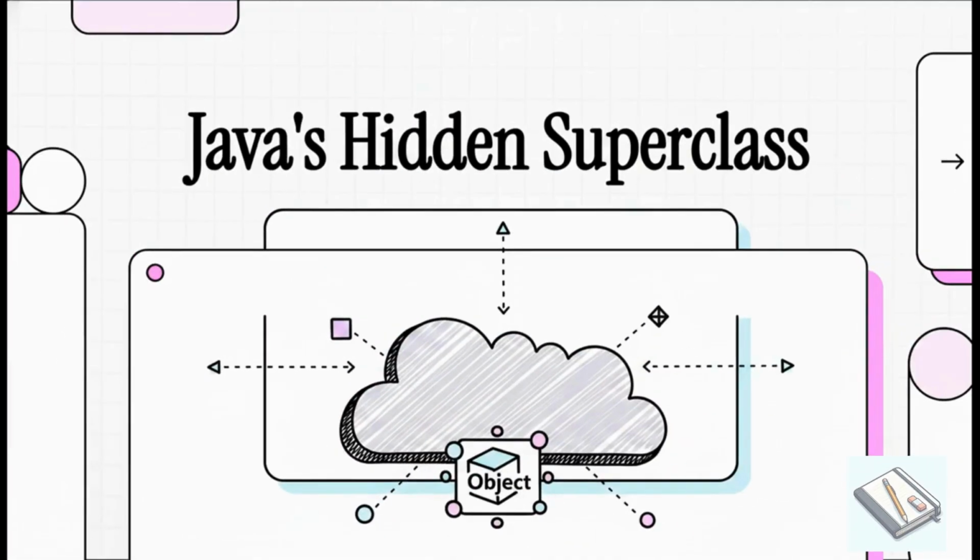Today, we're pulling back the curtain on a piece of Java that's always there, working in the shadows, the hidden superclass, java.lang.Object. Every single Java developer uses it every day, but not everyone really gets how to make it work for them. So let's dive in.